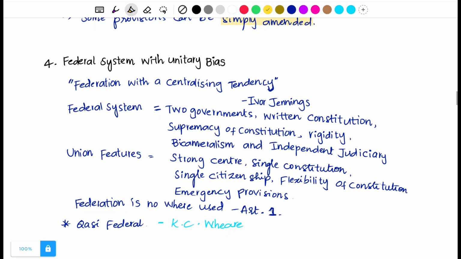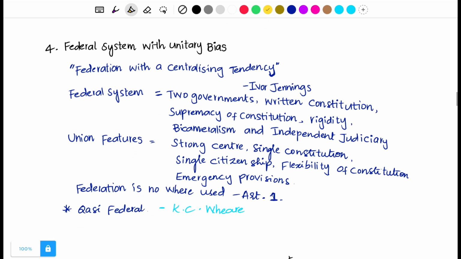The fourth feature is federal system with unitary bias. We are a federal system, there is no doubt, but there is a unitary bias. That means the constitution leans towards the unitary principles. Sir Ivor Jennings opined that India is a federation with a centralizing tendency. There is no doubt there is a division of powers between the center and the states, but also there is a slightly centralizing tendency in the constitution.